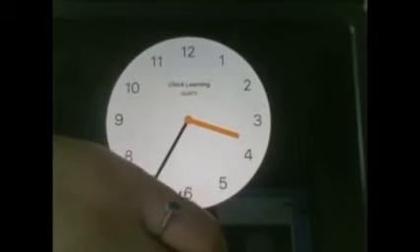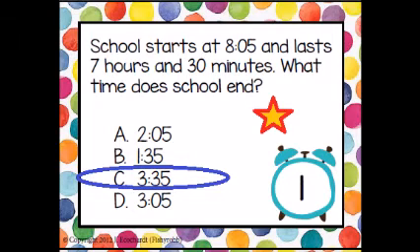Okay, we're going to do that now. Hey, we did it. If you look, the answer choice was there. Our answer, 3:35. Now, if we think about it, is that AM or PM? The answer is PM. Good job. We've done a problem together and we reviewed how to tell time.